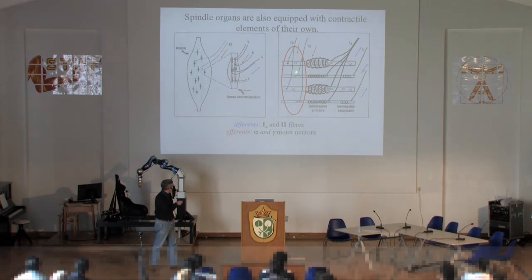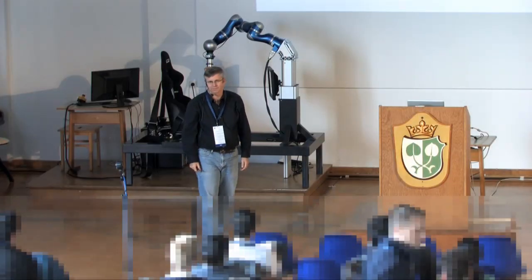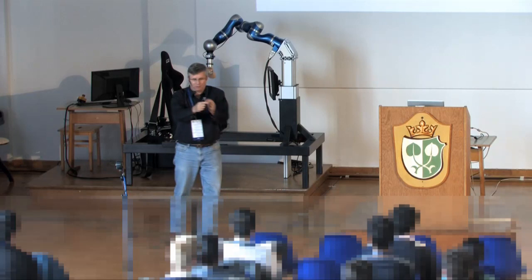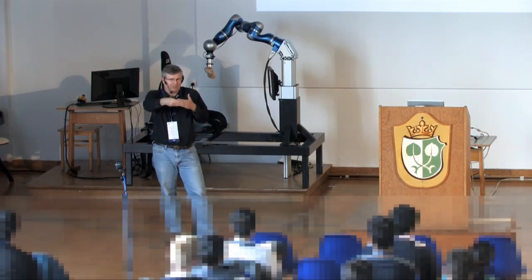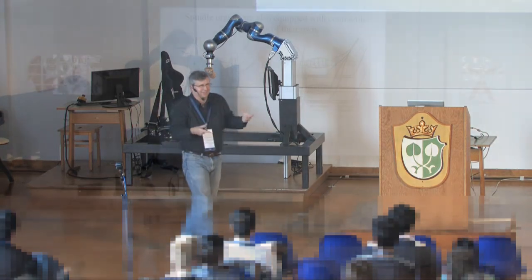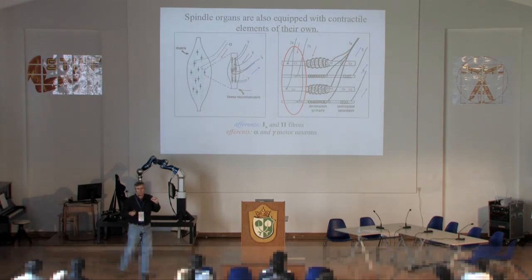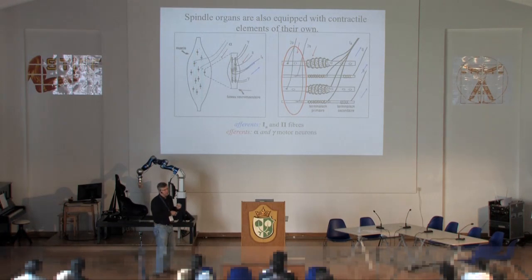So if you cause this part to contract and you keep the whole length the same, what happens here? I have two elements in series and I make one of them get shorter while holding the total length constant. What happens to the other one? It's a very simple answer. If I make this part shorter, this part has to get longer so that the total length is the same. So if this system were not to move, and I activate the gamma motor neuron, what is that going to say to the brain here?